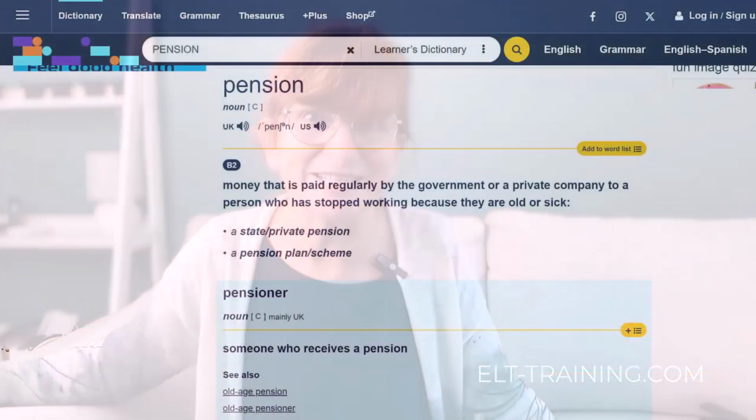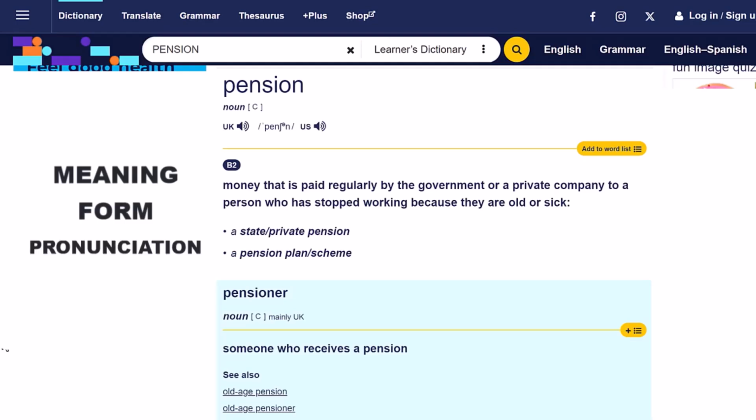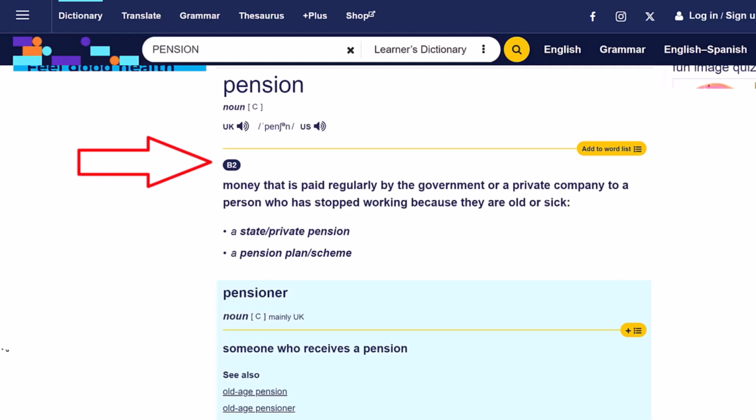This is what a dictionary will give you: meaning, the form and the pronunciation. It tells us it's a B2 level word, gives us a clear definition that we can turn into concept check questions. We've got the pronunciation here with the stress and the phonemic transcription, and the form here. It's a countable noun, and here are some common collocations.